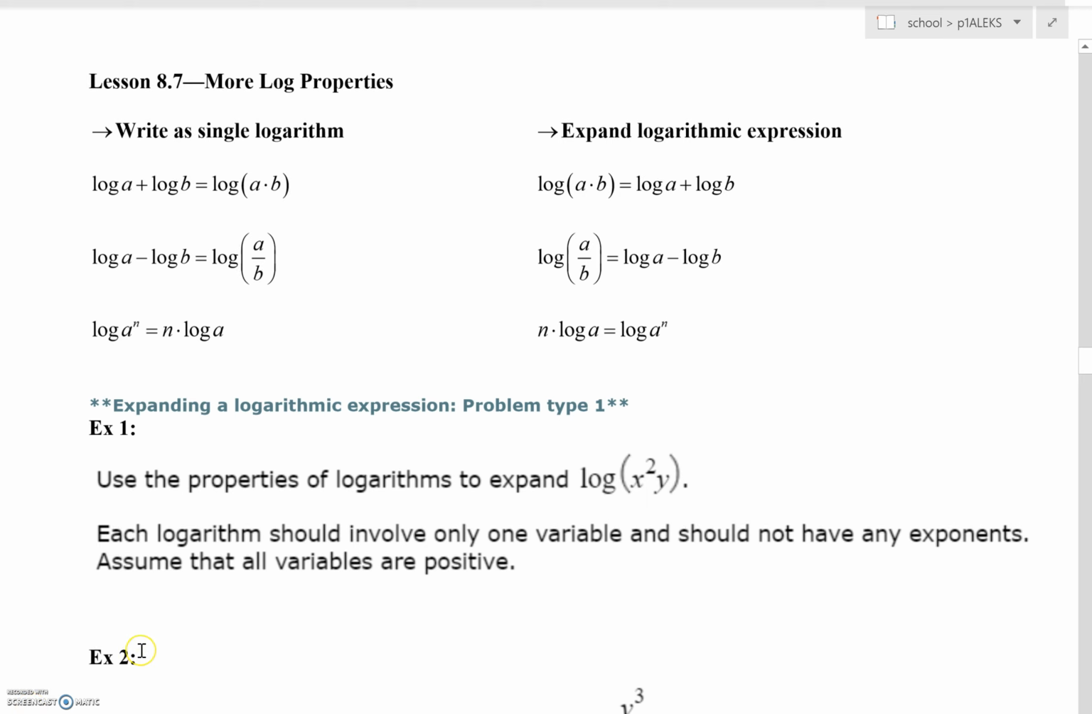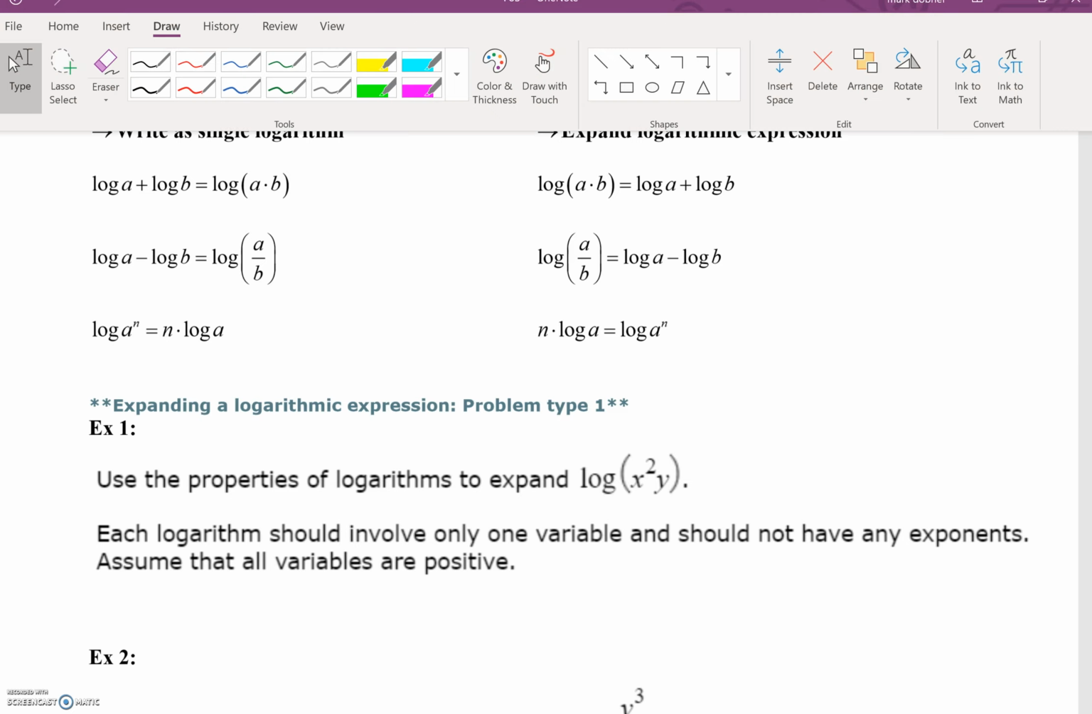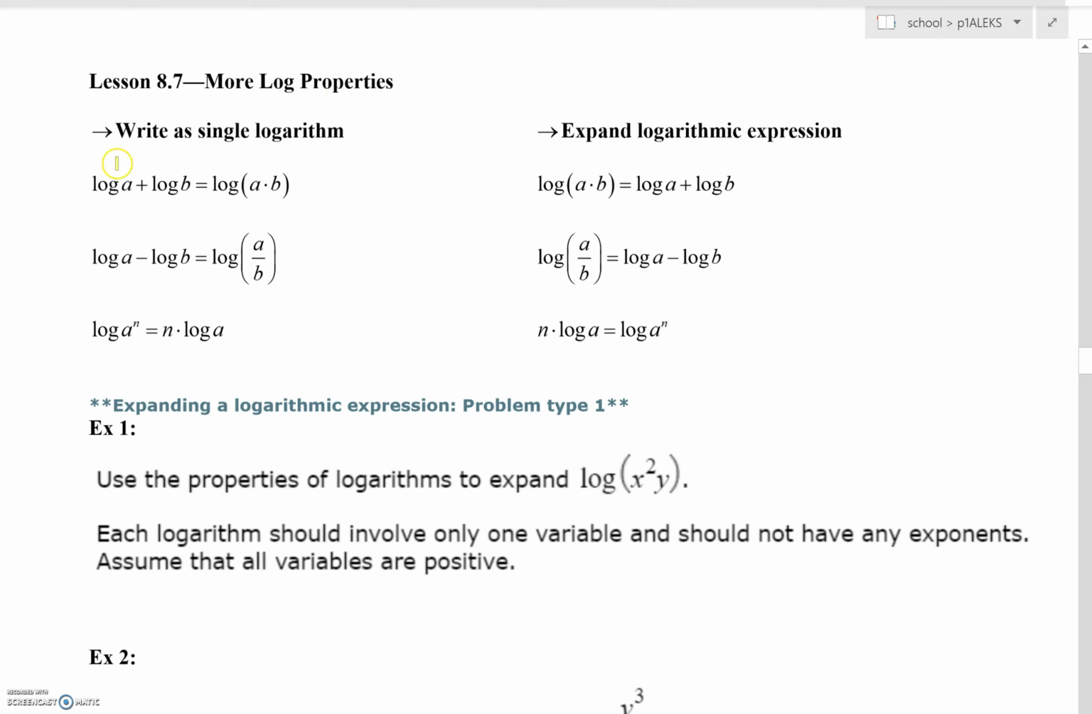Algebra 2, lesson 8.7, we're going to come back to log properties. We saw last time that we could condense logarithms. If you had two logs that were being added together, you could write log once and then multiply their inside parts together. If you had two logs that were being subtracted, you could condense those and write them as the log of a over b. And finally, if you had a log of a to the n, you could bring the power down in front.